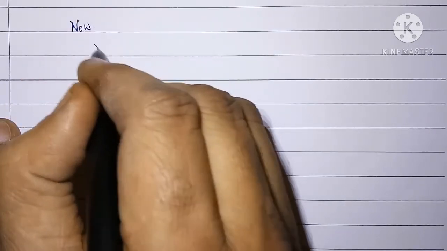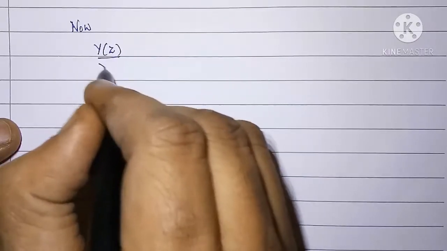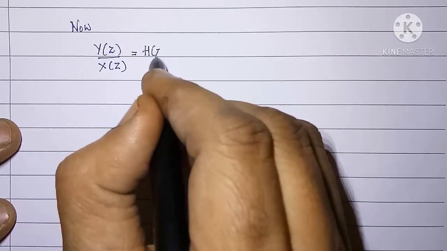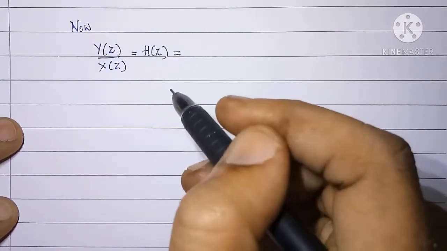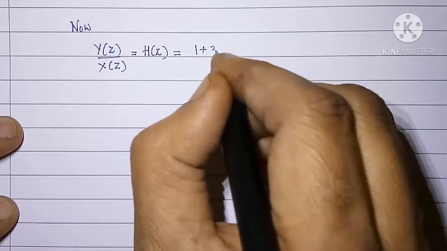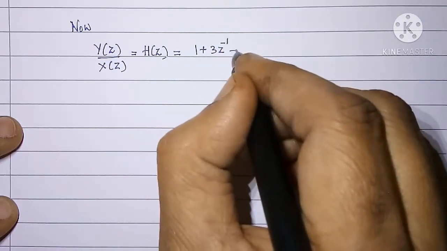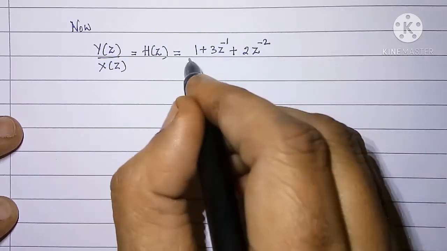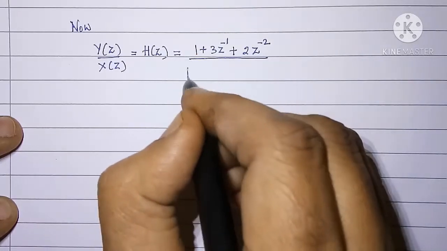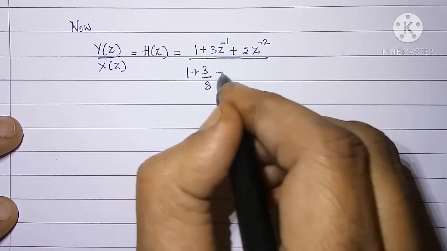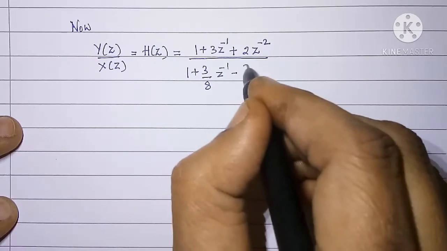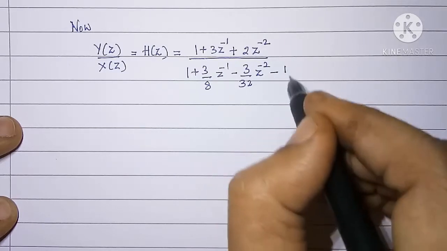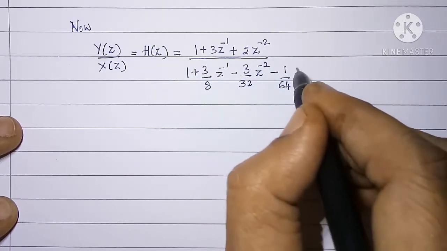Now, Y of z upon X of z equal to H of z, that is equal to 1 plus 3 into z raised to minus 1 plus 2 into z raised to minus 2 by 1 plus 3 by 8 z raised to minus 1 minus 3 by 32 z raised to minus 2 minus 1 by 64 z raised to minus 3.